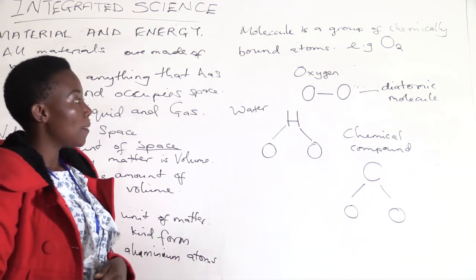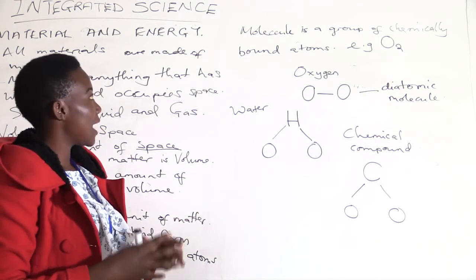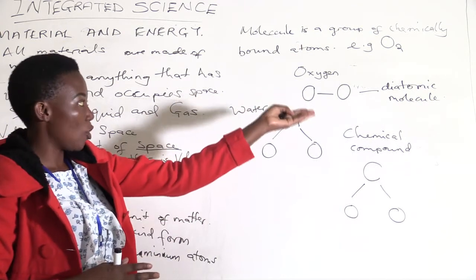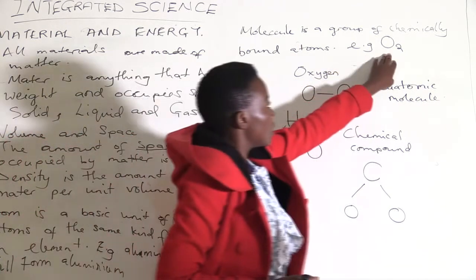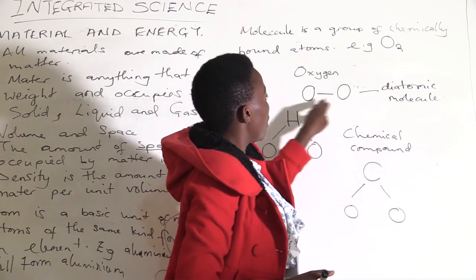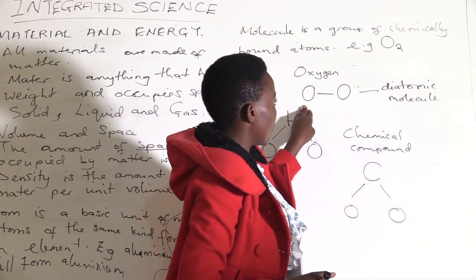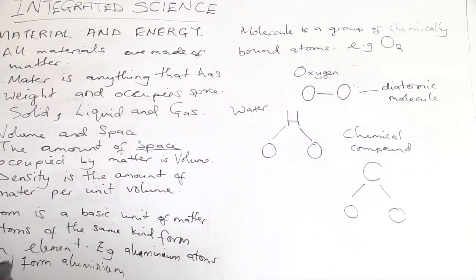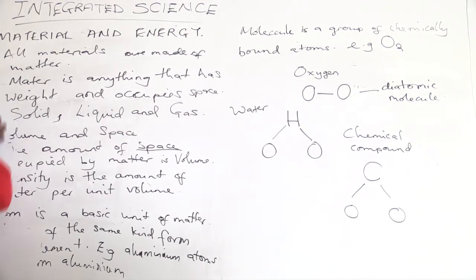Okay, so now, how are these atoms put together? How am I forming my oxygen? Oxygen is O2, meaning that it's 2 atoms bound together. Okay, what is the basic structure of an atom? Let us look at the basic structure of an atom.